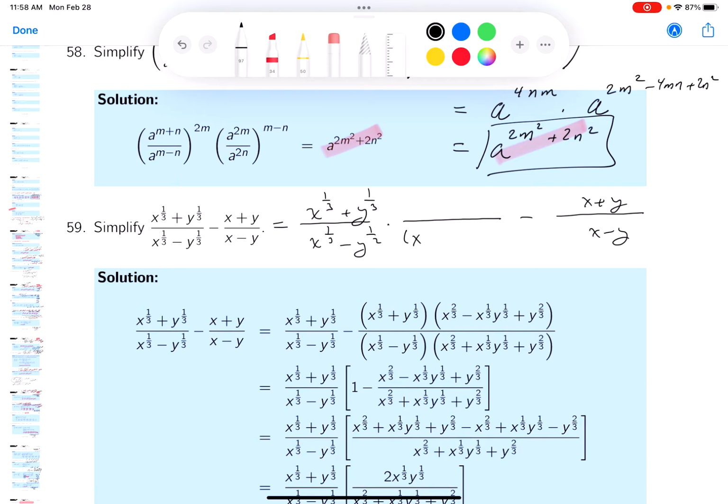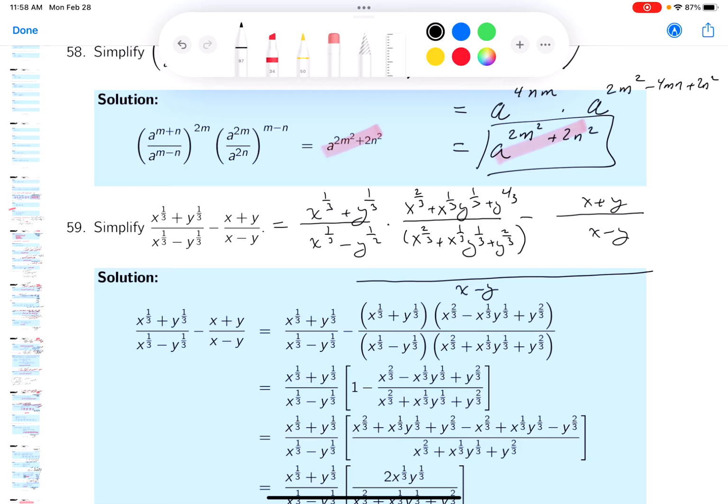Well, that's going to be x to the 2/3 plus x to the 1/3, y to the 1/3, plus y to the 2/3. X to the 2/3 plus x to the 1/3, y to the 1/3, and then y to the 2/3. All right? Now, the point of this is to get a common denominator, which is x minus y. That's not an issue for me. It's the top that's an issue for me.